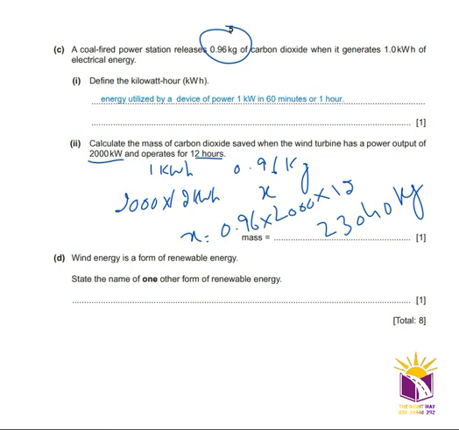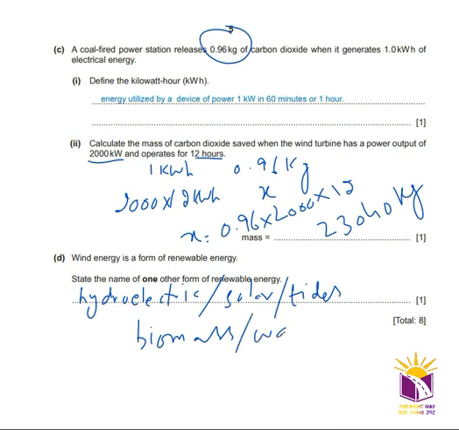Part D. State the name of one other form of renewable energy. So for renewable energy we know that hydroelectric energy, number 2 solar energy, energy due to tides, biomass, waves. These are some examples of renewable energy.